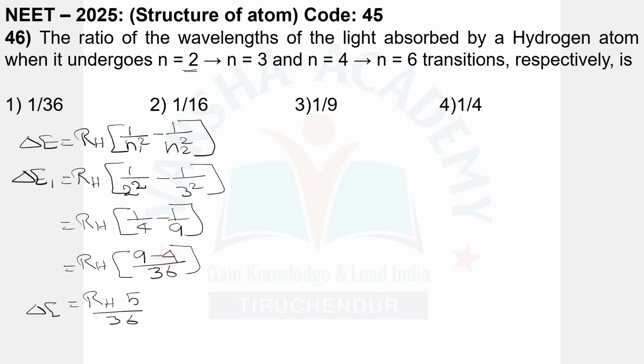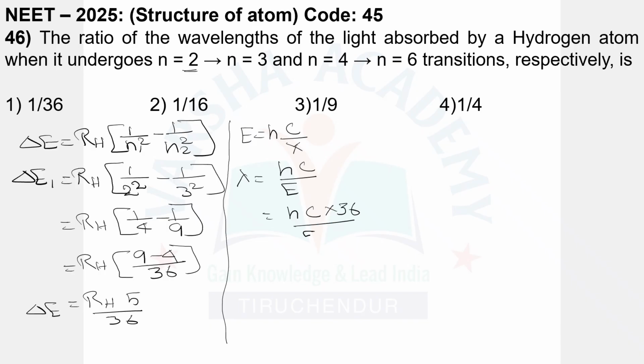But the question asks for the wavelength. What is the relationship between the wavelength and the energy? E is equal to hc by lambda. Now we want to calculate lambda. Lambda is equal to hc divided by energy. Here you substitute the energy value, so the energy value comes in the denominator. Lambda is hc into 36 divided by 5 RH. This is lambda 1.